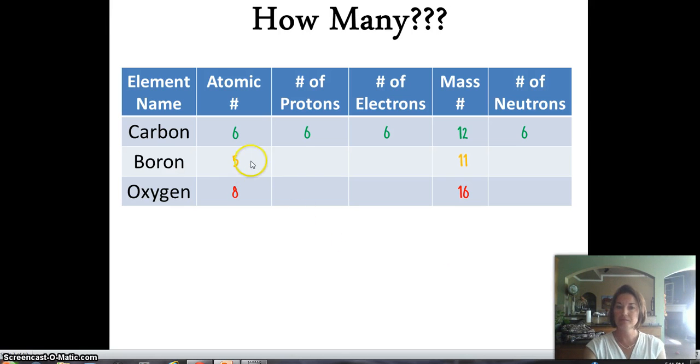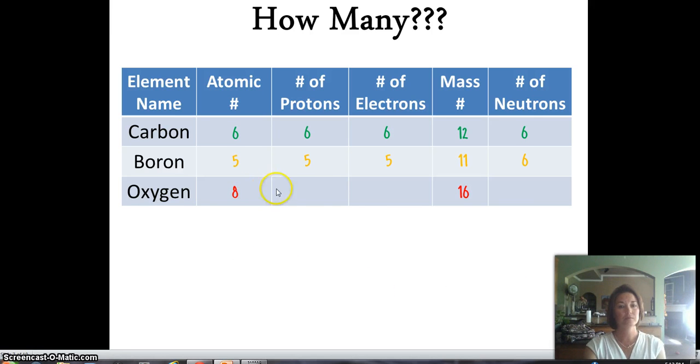Atomic number 5, 5 protons, 5 electrons, if it's neutral. MAN, mass number, minus atomic number, gives me the neutrons. So 5, 5, and 6. Try oxygen.